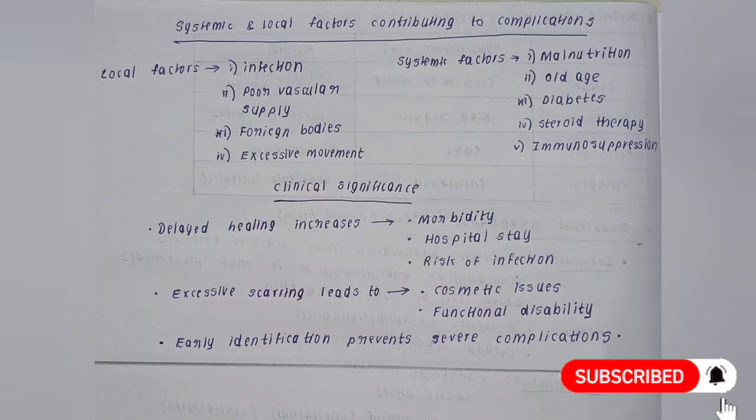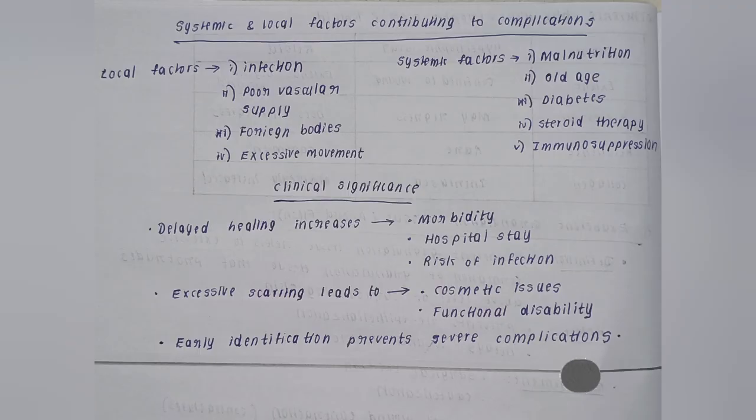And at last, write the clinical significance. That is, delayed healing increases the morbidity. Morbidity is nothing but a diseased condition, a bad condition of the body. And one more is hospital stay. Hospital stay obviously will increase if healing is prolonged, and there is a risk of infection. There are a variety of infections which you can get even from hospitals. We call them hospital acquired infections. So the risk of that infection also increases, and the risk of infection of the wound also increases because there is a delay in healing. So it is a double risk.